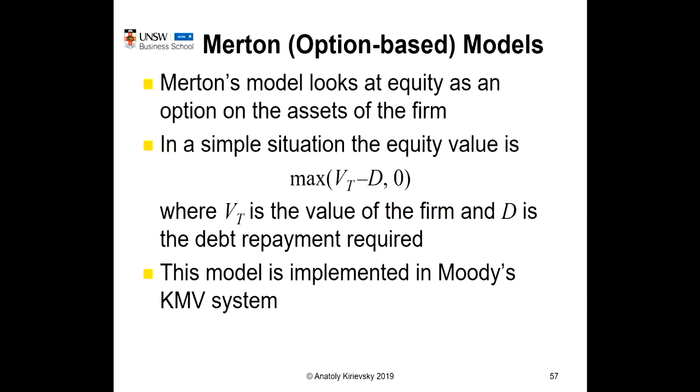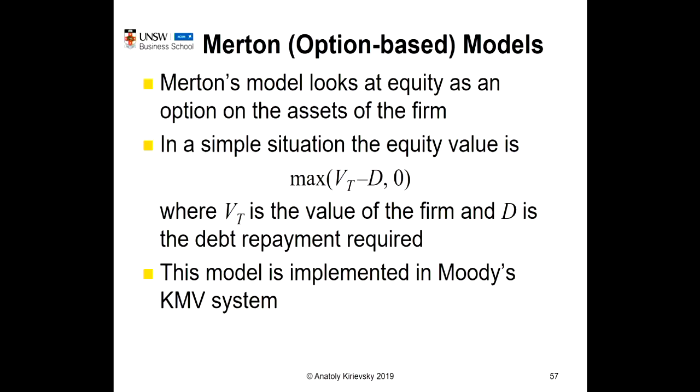If the value of the assets, you remember your basic option pricing. So think about it as a call option. This is the exercise price, right, and this is the stock price. So the exercise price is the value of the debt, the stock price is the value of the assets. If the value of the assets is less than the exercise price, you're not going to exercise the option, and you'll lose the entire value.